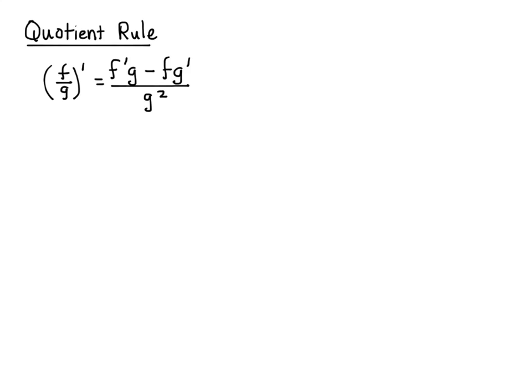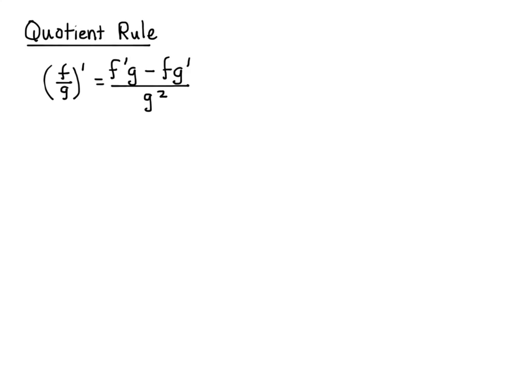Okay, so let's get into the quotient rule now. The quotient rule is when we're trying to take the derivative of a rational function, or any kind of ratio for that matter, and the numerator looks a little bit like the product rule, except instead of adding those two products, the f prime times g and f times g prime, we're going to subtract them. So here order is crucially important.